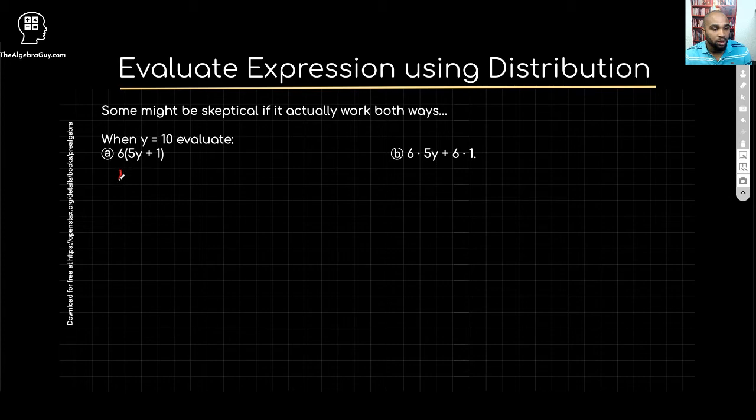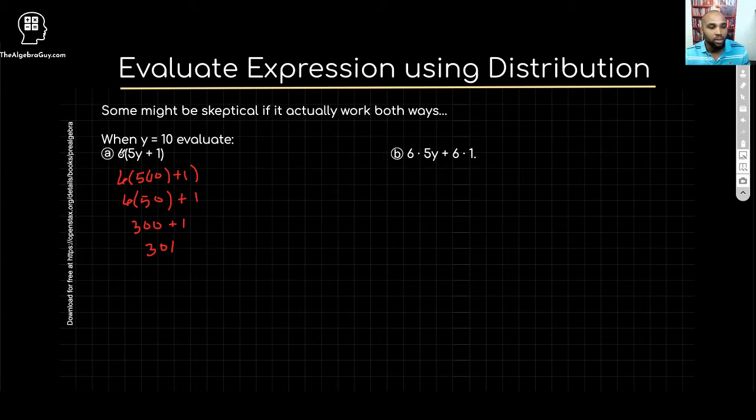So we end up with 6 times 5 times 10 plus 1. And that gives us 6 times 50 plus 1. And PEMDAS tells us to do the multiplication first before we do addition. So we do 6 times 50, which is 300, plus 1. And I get 301. So will I get 301 if I would have distributed?